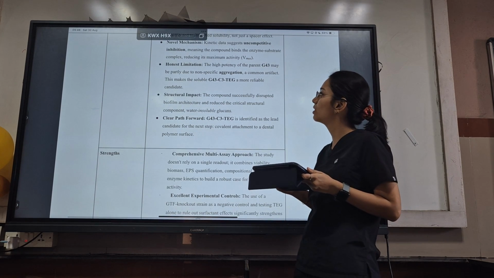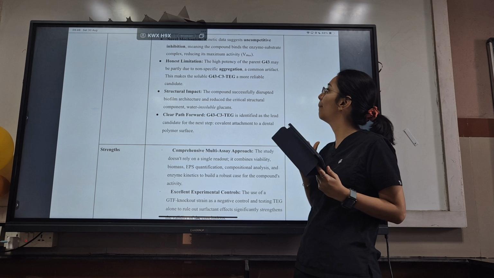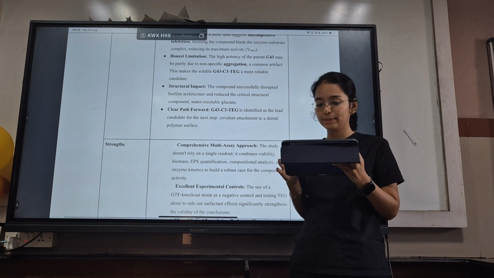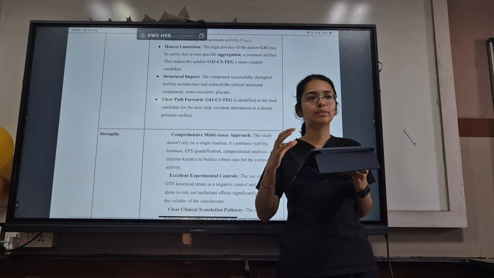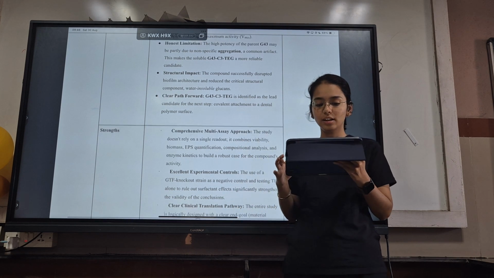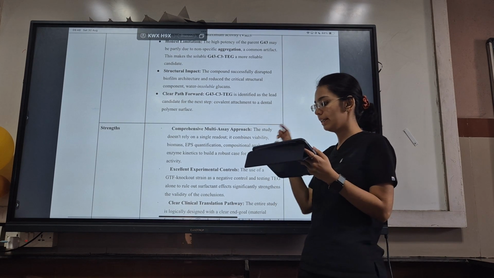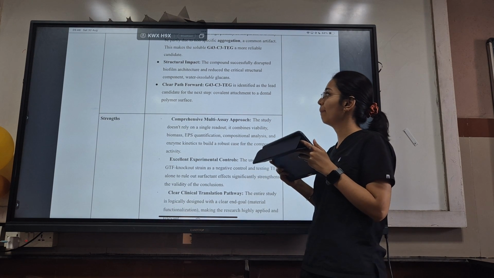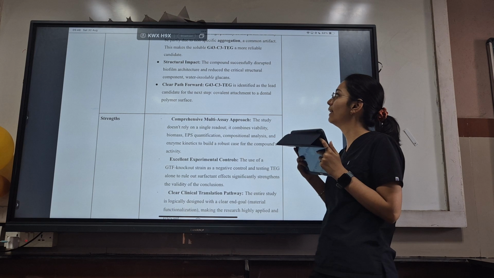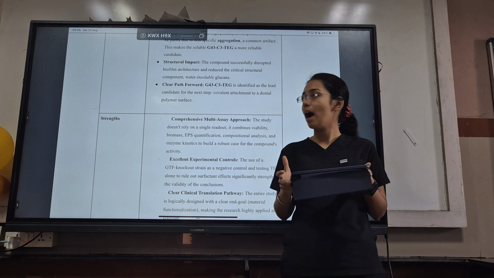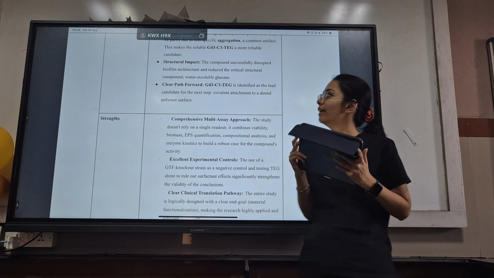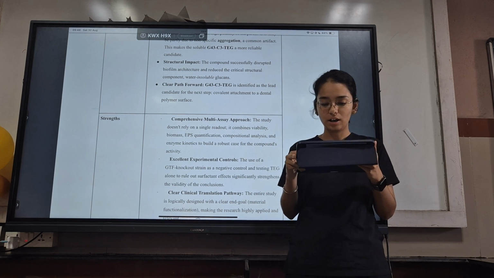The honest limitation is that the high potency of the parent G43 may be partly due to non-specific aggregation, which can be a very common artifact. So this makes this soluble TEG a more reliable candidate. So it also has a structural impact where the compound successfully disrupted the biofilm architecture and reduced the critical structural component, that is the water insoluble proteins.